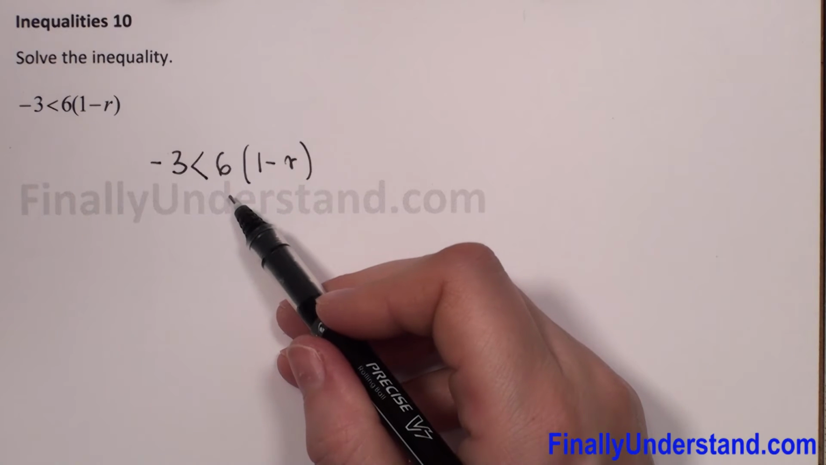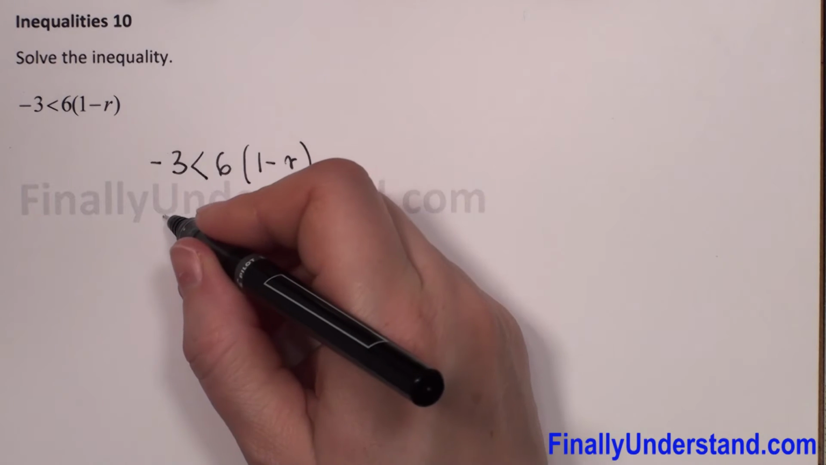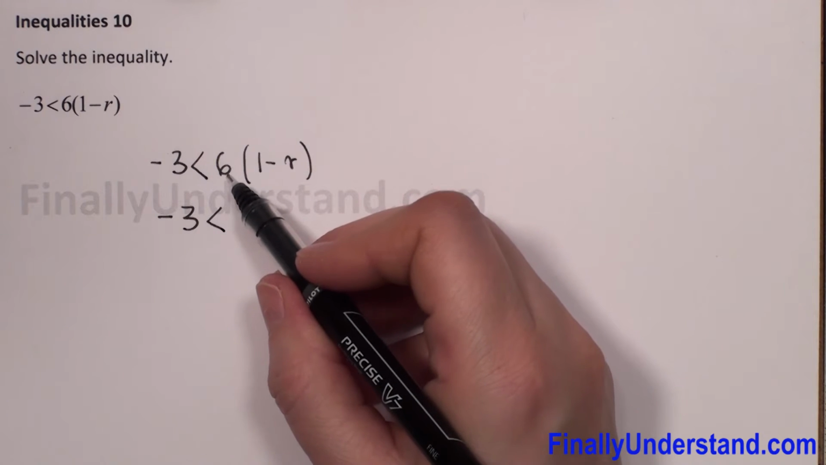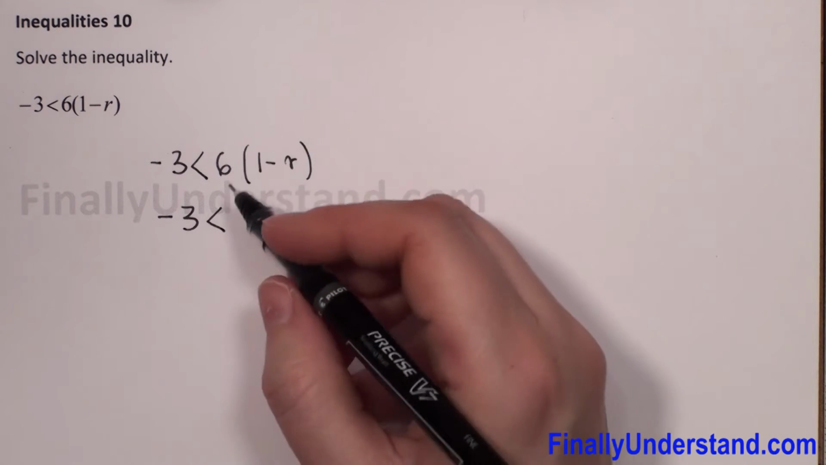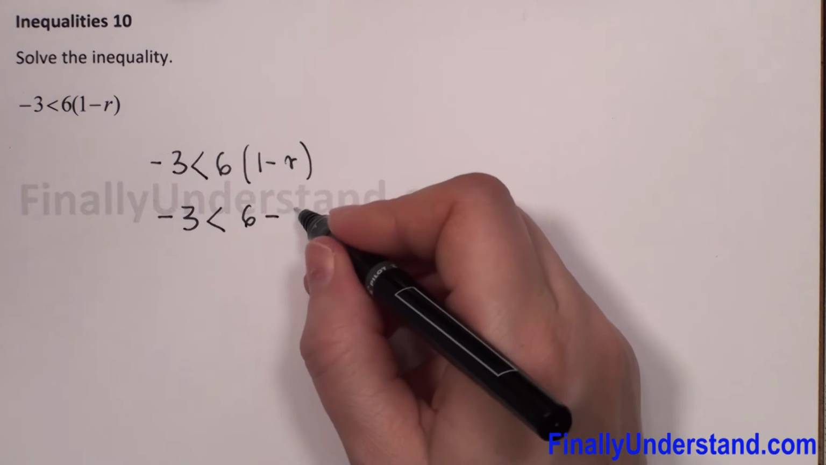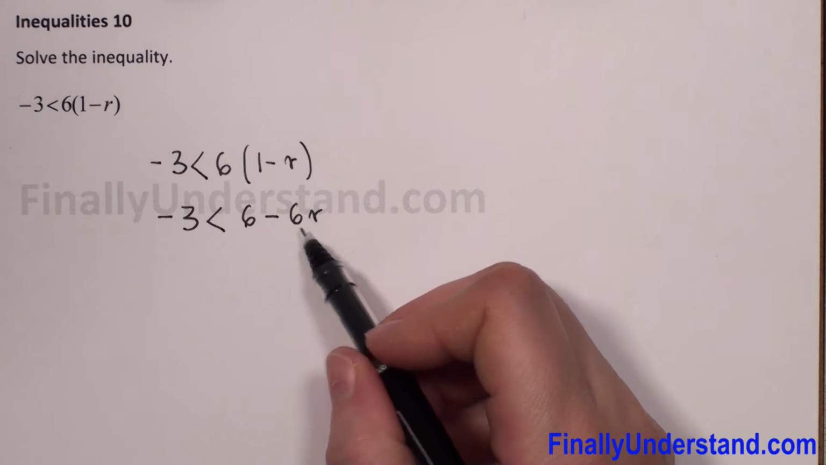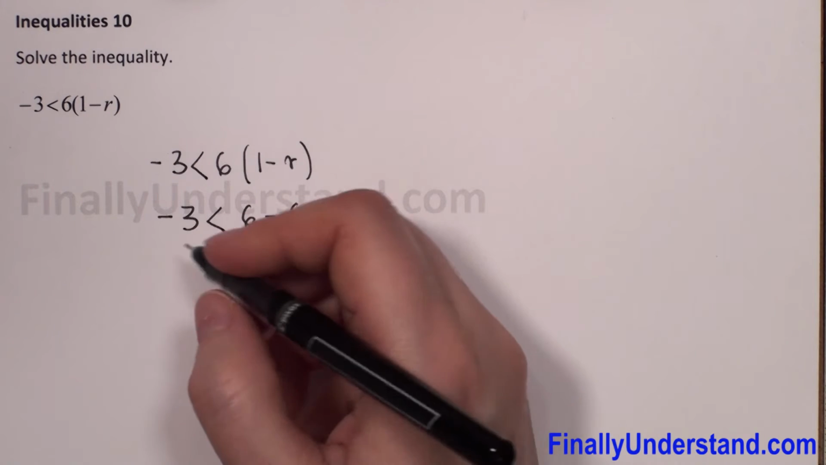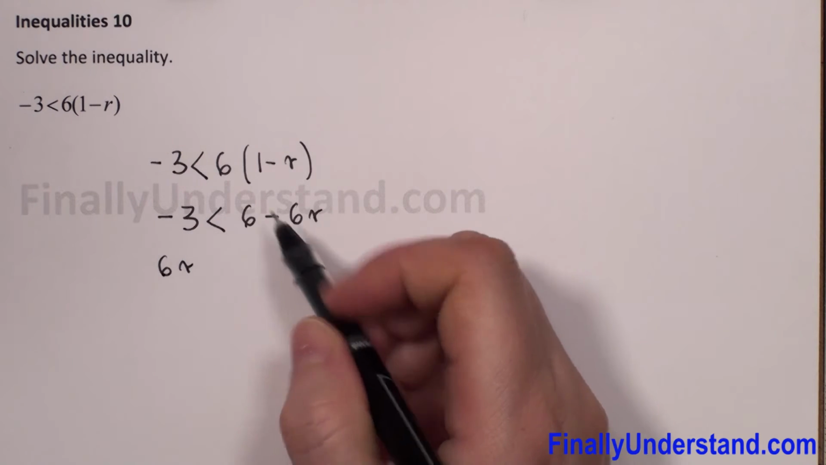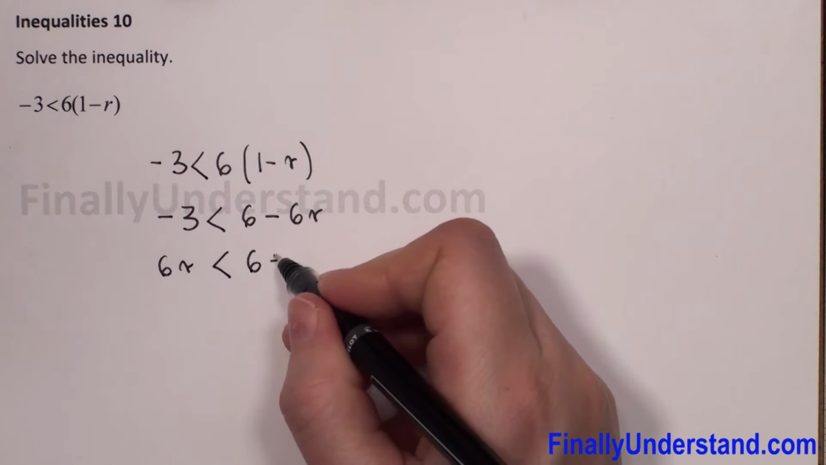First, I have to use the distributive law to eliminate this parenthesis. So I will copy the left side, negative 3 is less than, and now I have to multiply 6 by whatever is in parentheses. So 6 times 1 is 6, 6 times negative r is negative 6r. So now I will move negative 6r to the left side, negative becomes positive 6r, and negative 3 to the right side, so 6r will be less than 6 plus 3.